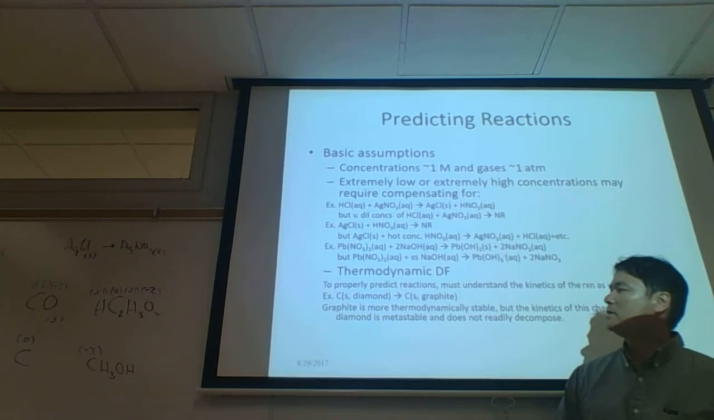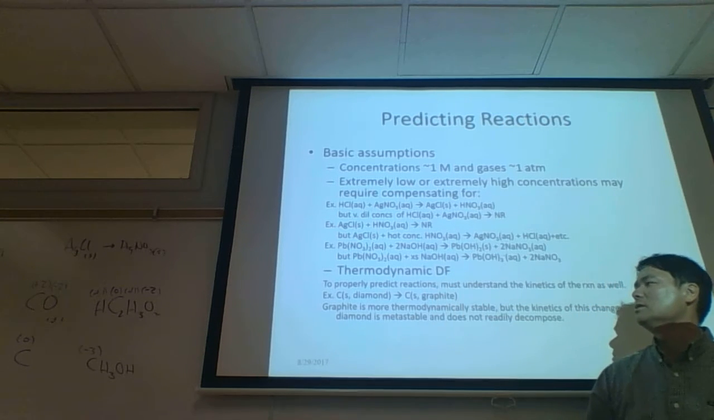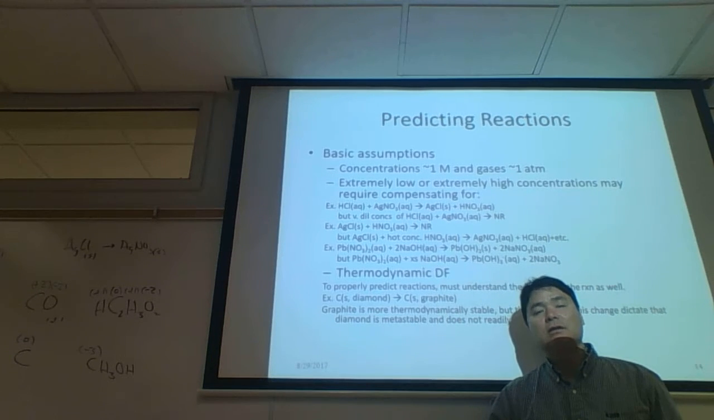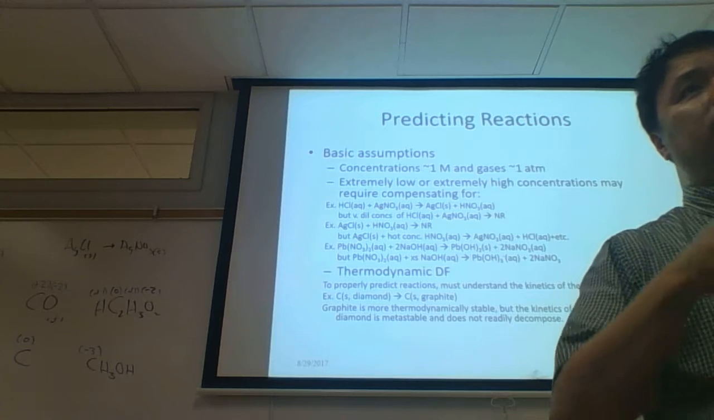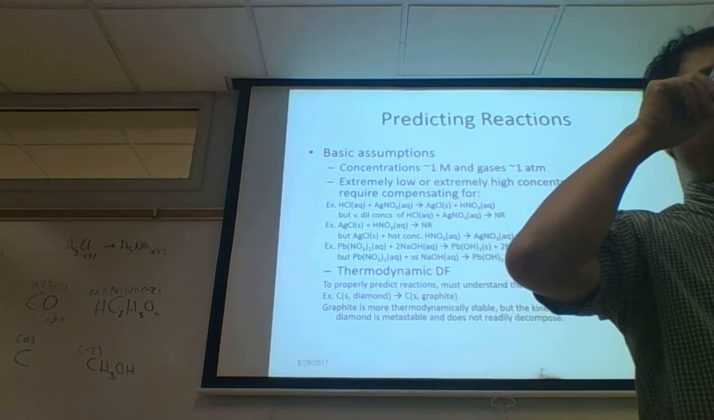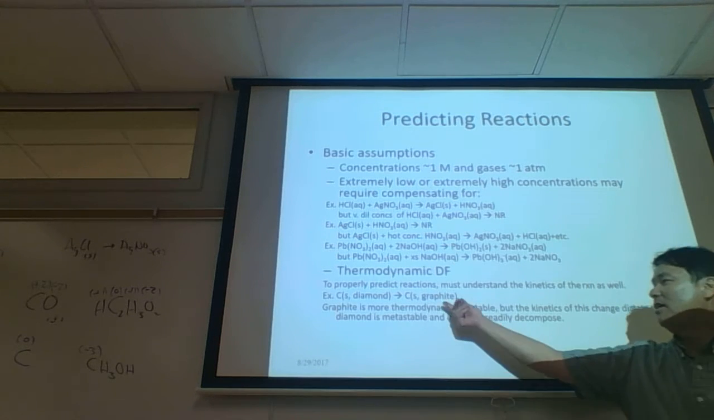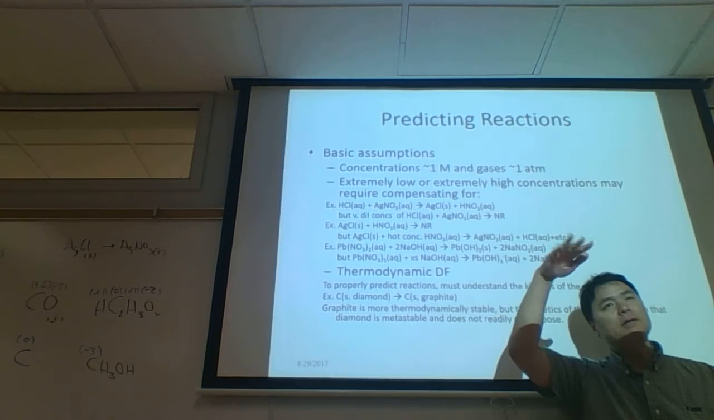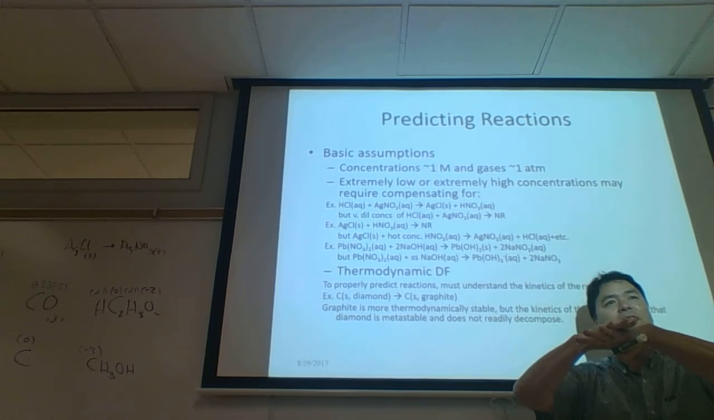The other assumption we're making is that we're looking at the thermodynamic driving force. The thermodynamic driving force is which one's more stable. So for example, diamond versus graphite, which one's more stable thermodynamically? Graphite. Graphite's more stable, so that means diamonds should decompose into graphite because diamonds are less thermodynamically stable. There's a driving force, right? Nature's going to lower the energy.